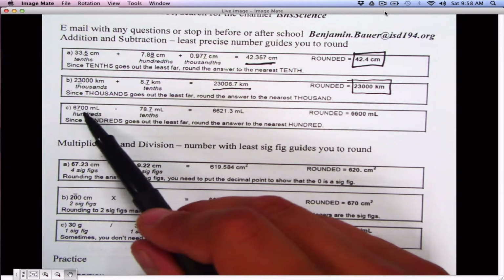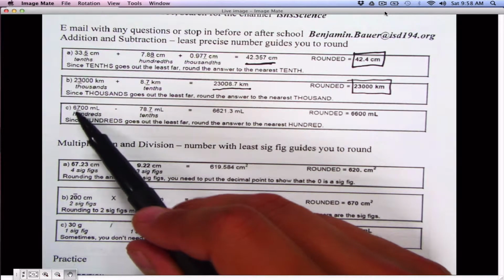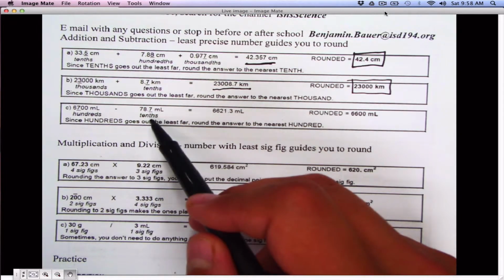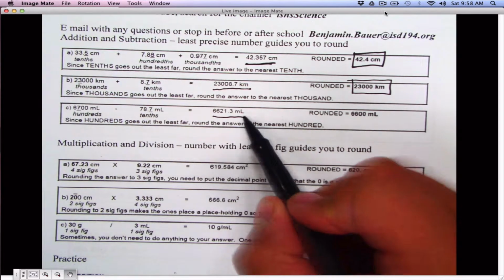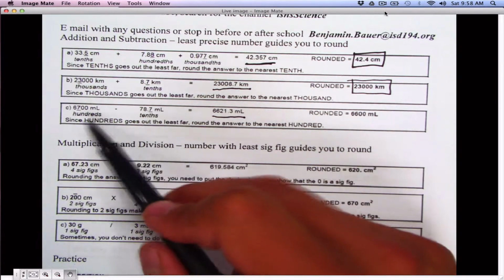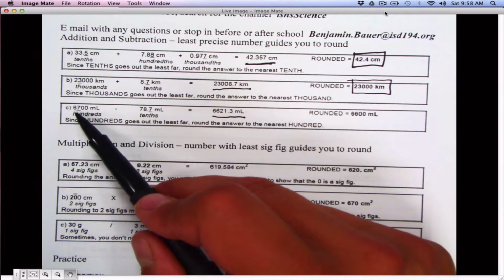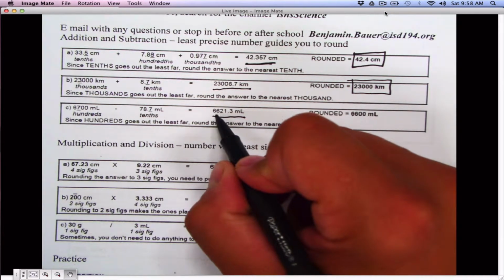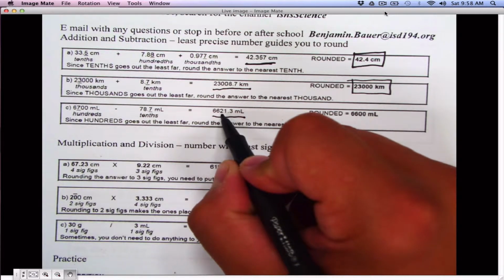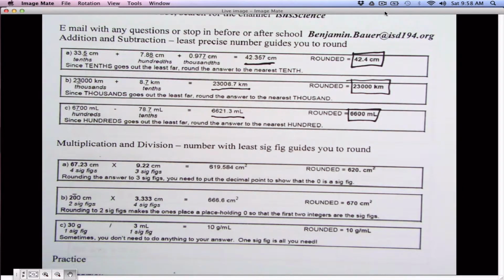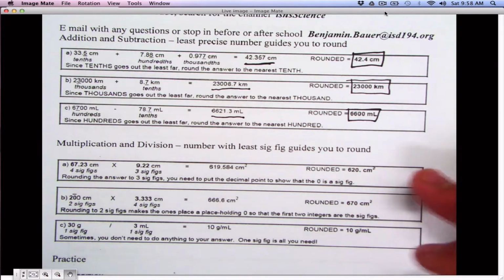6,070, sorry, is measured to the hundredths, minus 78.7 milliliters to the tenths. Here's my calculator answer. Tenths is my least number, so it would be, hundredths is my least precise number, so 6.7, so then I go, 6.6, I'm going to keep that 6th place, I'm going to have the number there, look to the 2, keep the number. 6,600 milliliters. All right, these are really good examples to look at.